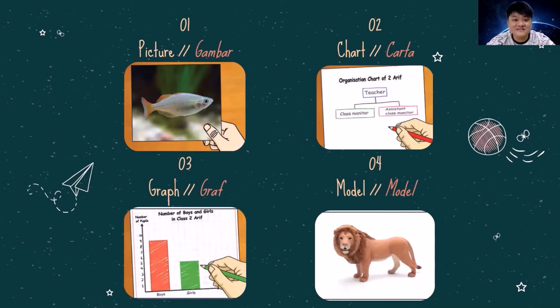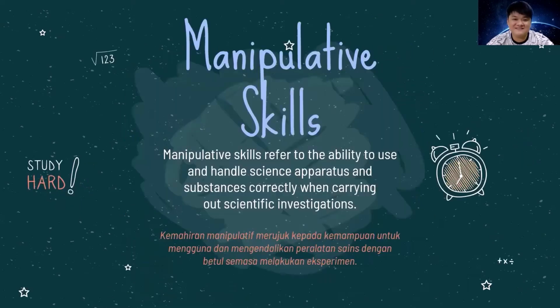Model adalah sejenis figurin ataupun model yang dikecilkan daripada saiz asalnya. Contohnya, mainan kita di rumah ada kereta yang besar dan ada kereta yang kecil. Model. Remember, we can also communicate using picture. Number 2, chart. Number 3, graph. And number 4, models. Fantastic!